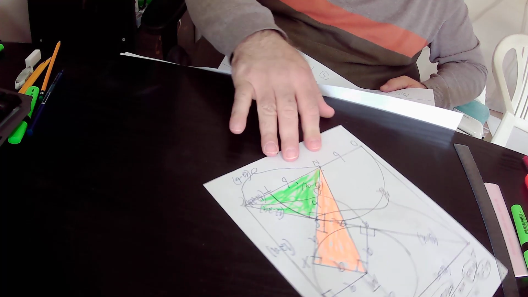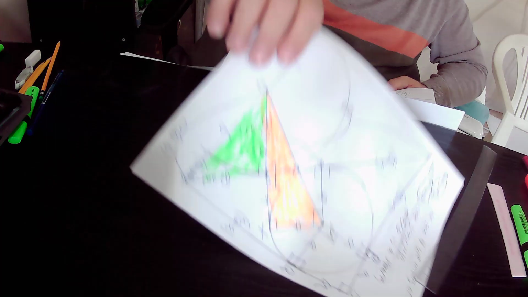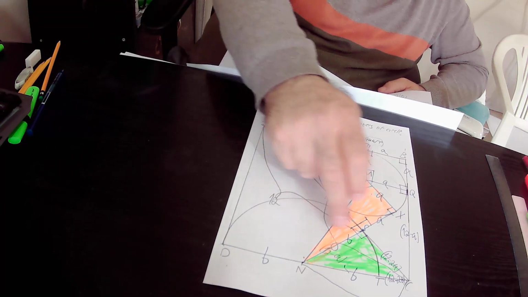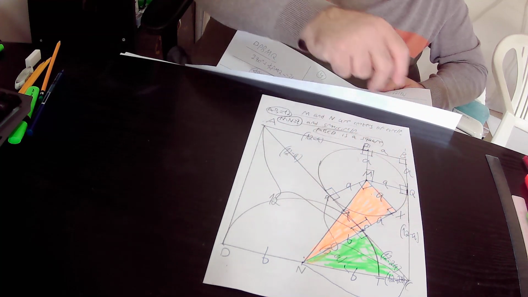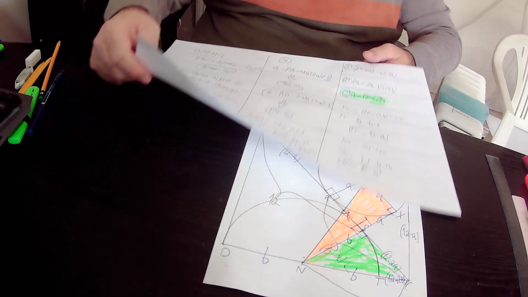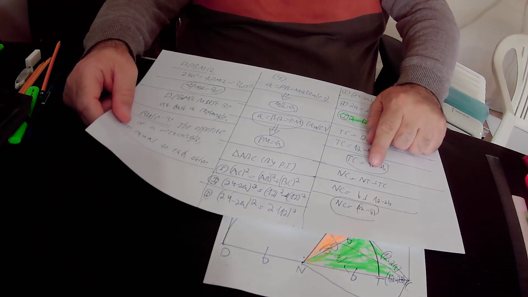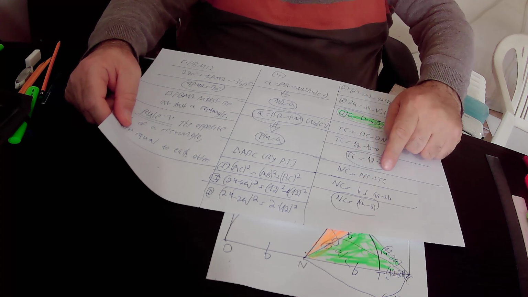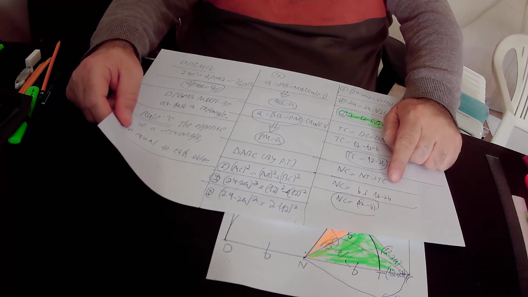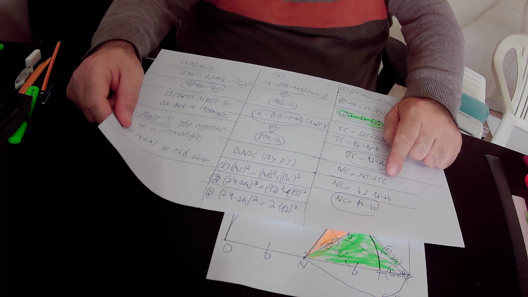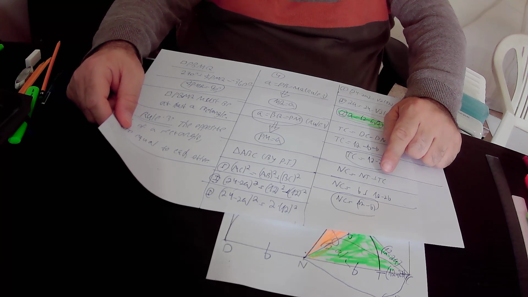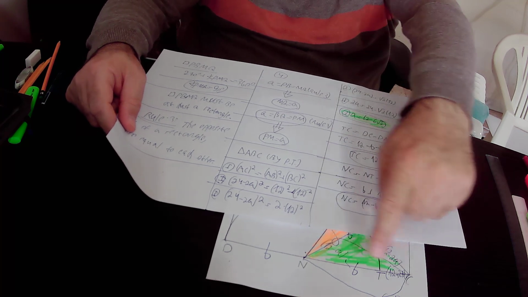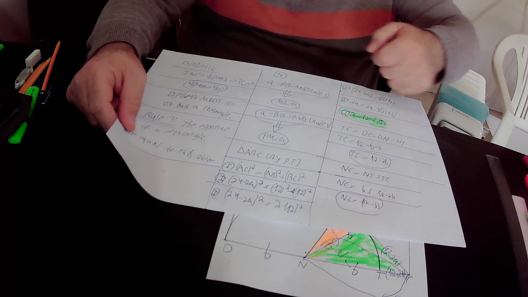We calculated the value of the hypotenuse NC. What is the value of the hypotenuse NC? The value of the hypotenuse NC is equal to NT plus TC, but NT is equal to B, and TC equals 12 minus 2B. So in conclusion, we found out that NC equals 12 plus B minus 2B, which is 12 minus B. So we can write here that the hypotenuse NC is equal to 12 minus B.